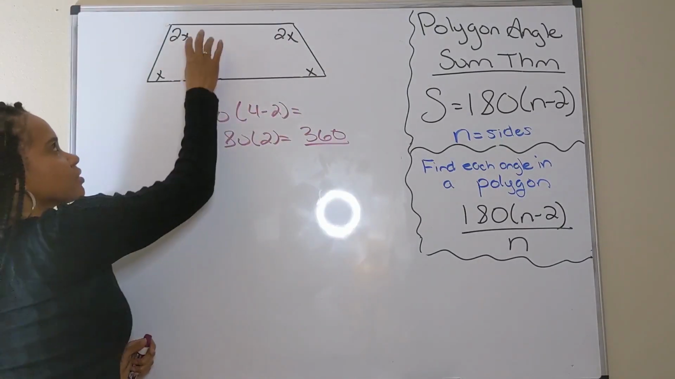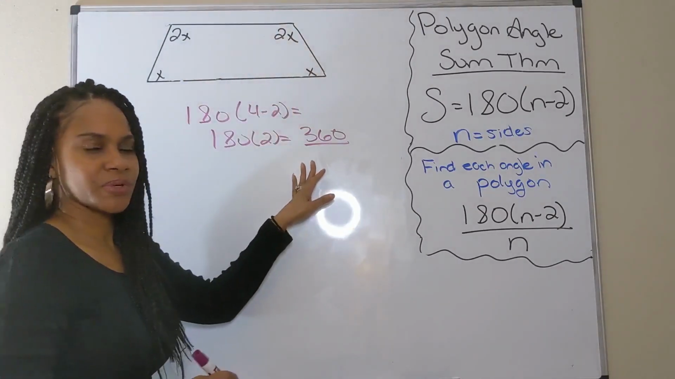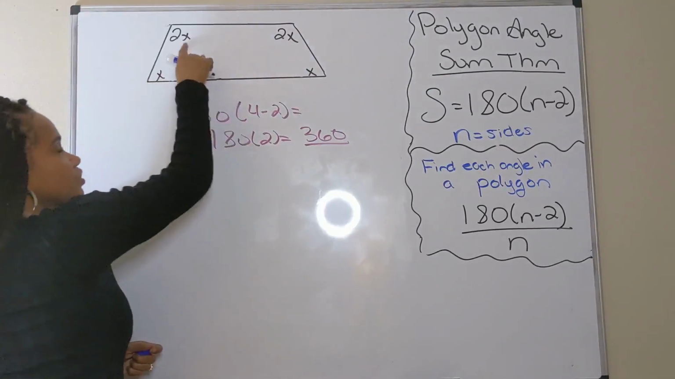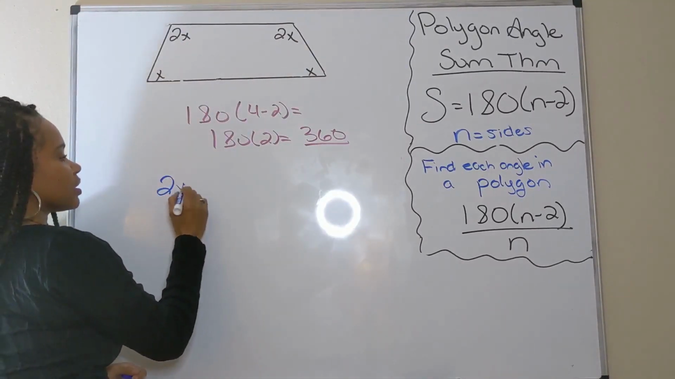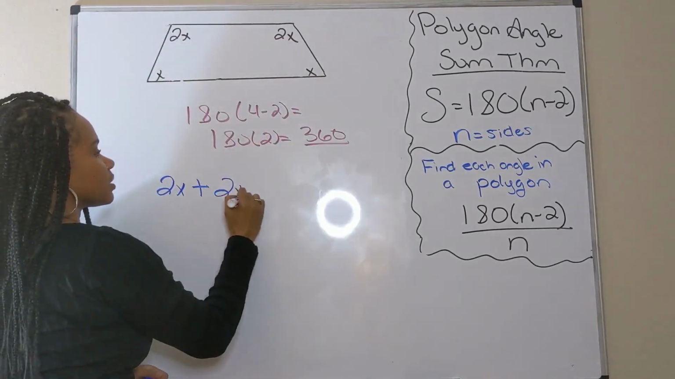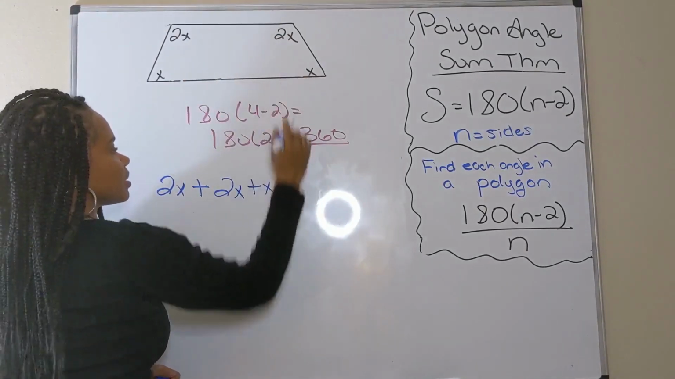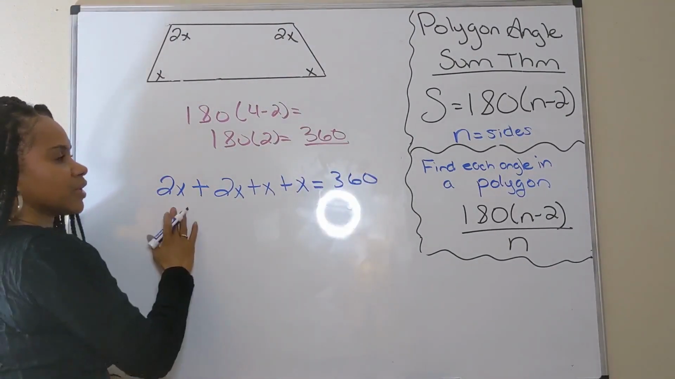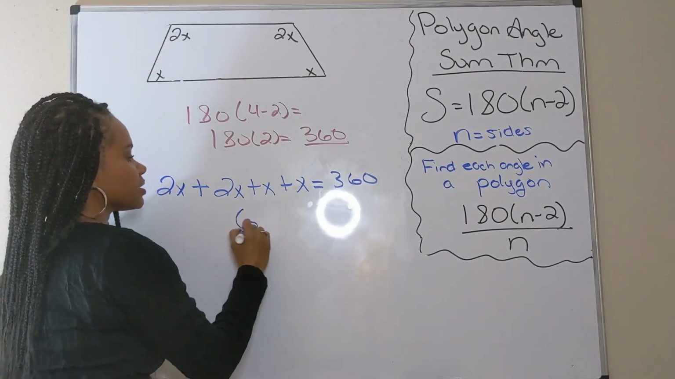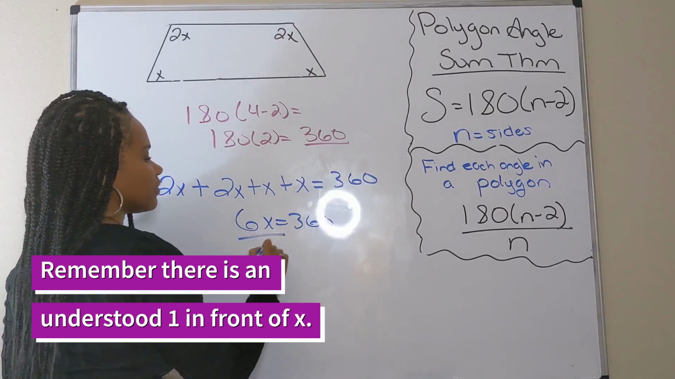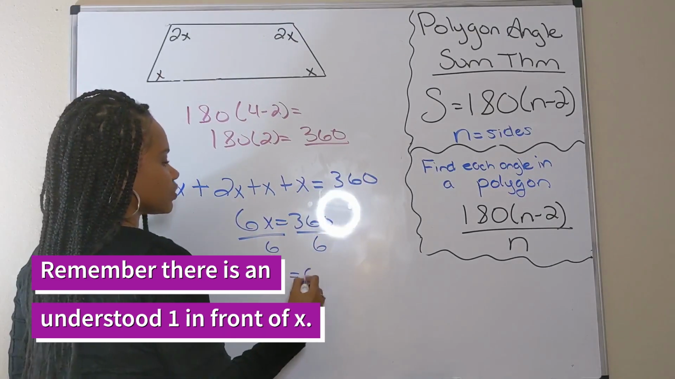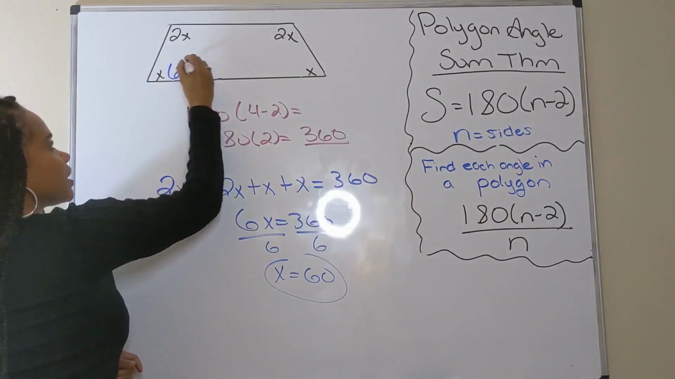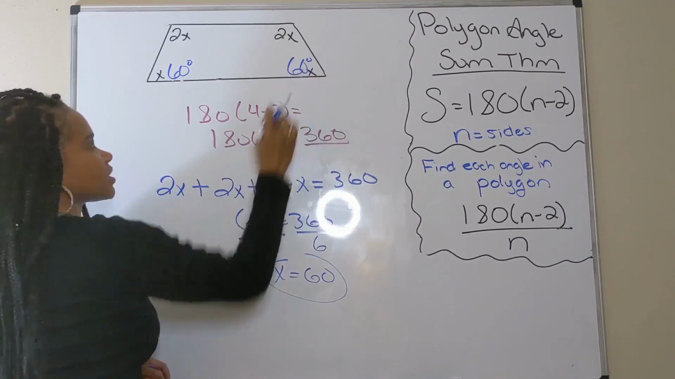All right, so now let's find the measure of each one of these angles. Well, if we know that their measures together have to equal 360, we could set up an algebraic equation. So we could say that 2x plus 2x plus x plus x is equal to 360. And let's just solve it. 2x plus 2x plus x plus x is 6x. And divide by 6, x is equal to 60. So these two angles are x, so this angle is 60 degrees and this angle here is 60 degrees.